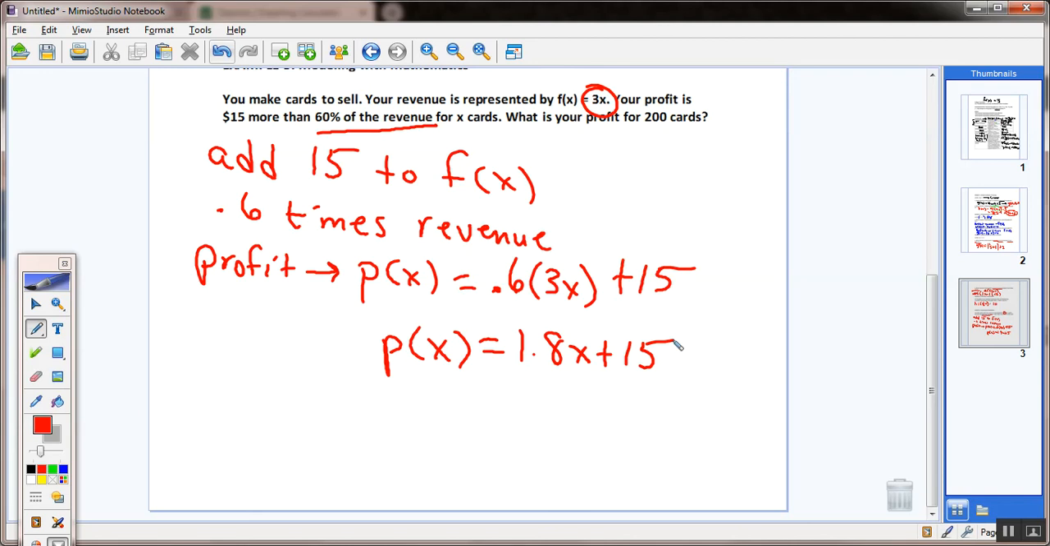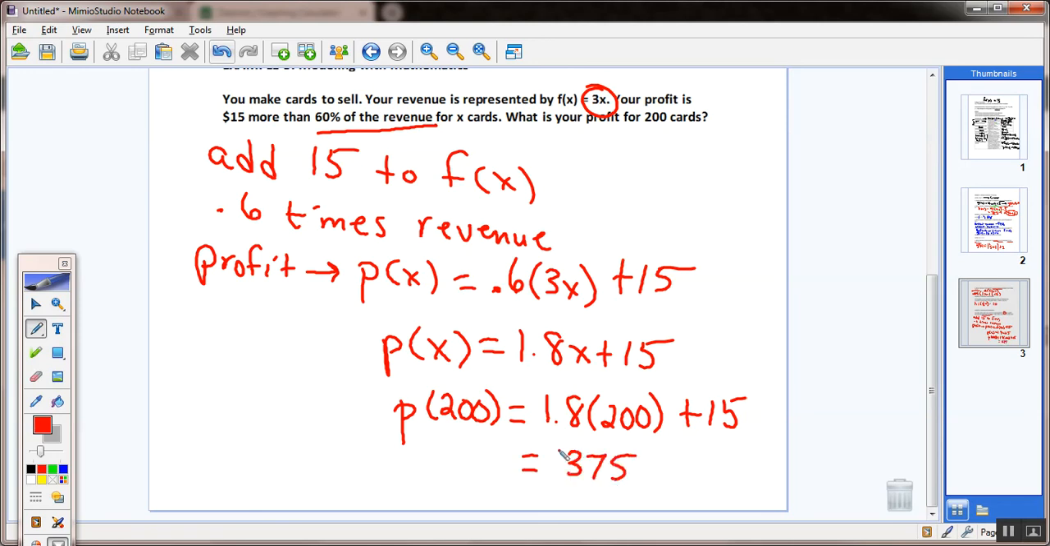The question becomes, what is your profit for 200 cards? So you're going to say P of 200 would equal 1.8 times 200 plus 15. Now, I'm not the best at math, but it's going to equal $375. $375 for profit.